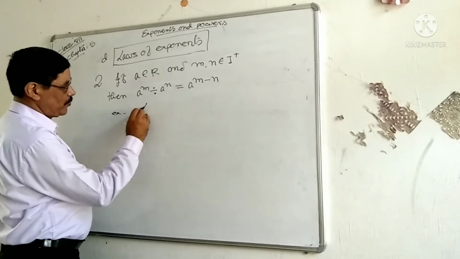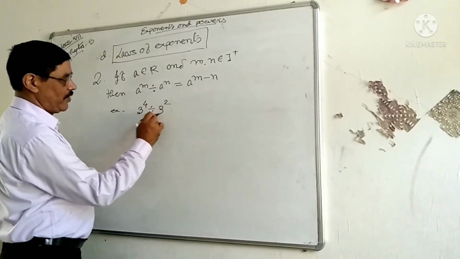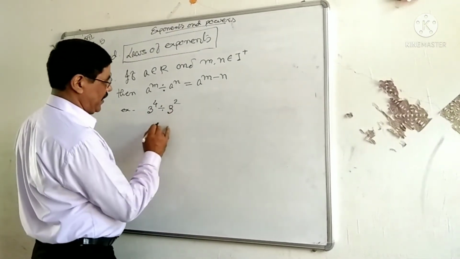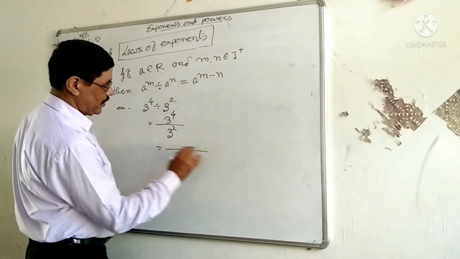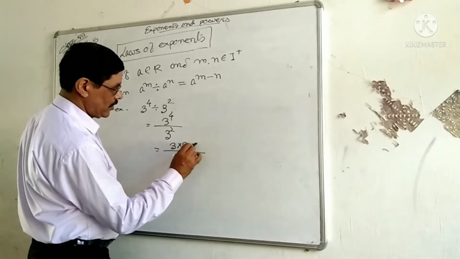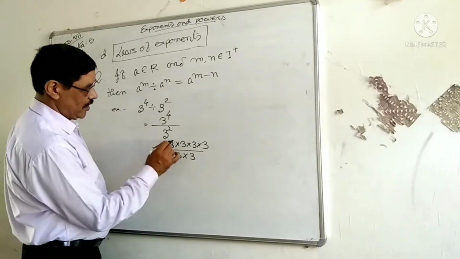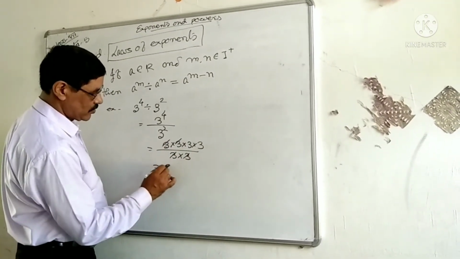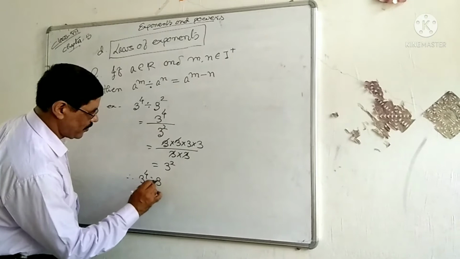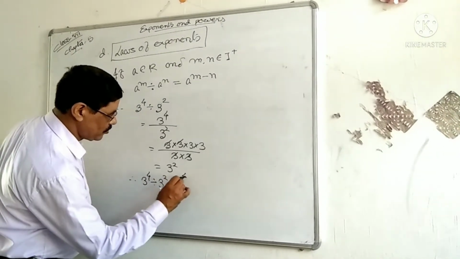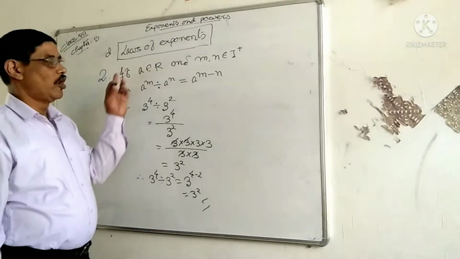Suppose 3 to the power 4 divided by 3 square. Here 3 to the power 4 is the numerator, 3 square is the denominator. 3 to the power 4 means multiply 3 for 4 times. 3 square means multiply 3 for 2 times. There two 3s will be cancelled, so 3 square is left. That is, this can be written as 3 to the power 4 divided by 3 square equals 3 to the power 4 minus 2, which equals 3 square. So it is the second law of exponent.